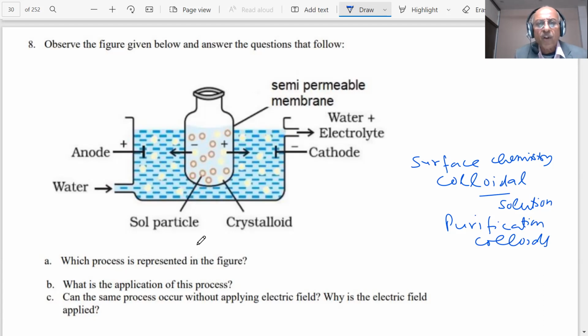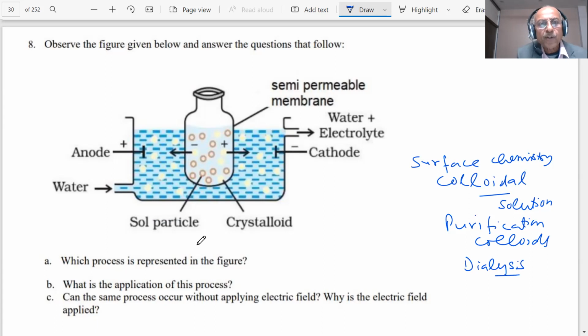There are crystalloids. The size of the crystalloid particles is smaller than that of the colloids. So if I use a semi-permeable membrane, what happens? These crystalloid particles will pass through the semi-permeable membrane. And then what will happen? Purification of the colloid will take place. So that process is what we call, as you have studied, dialysis. Kidney dialysis, you are aware of the dialysis.